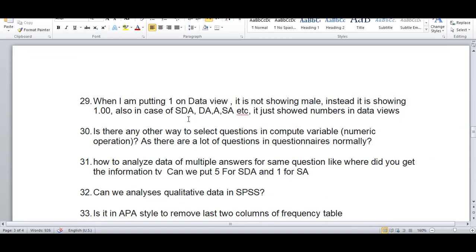Is there any other way to select questions in compute variable numerical operation? Is there a lot of questions normally?